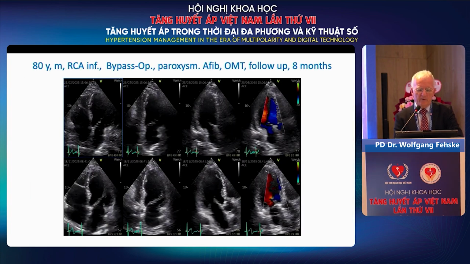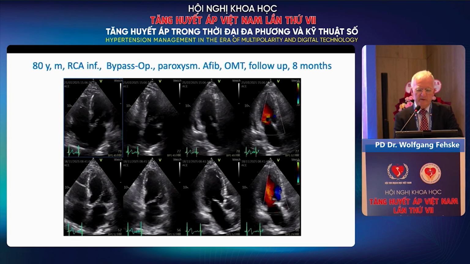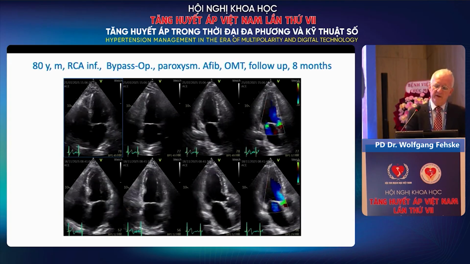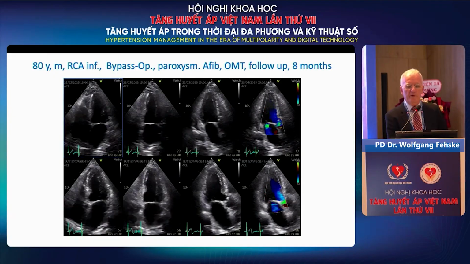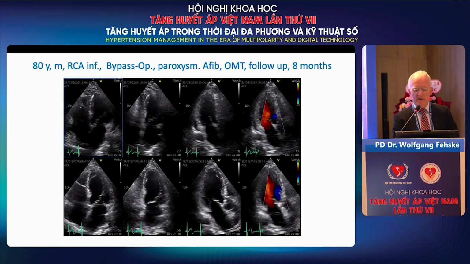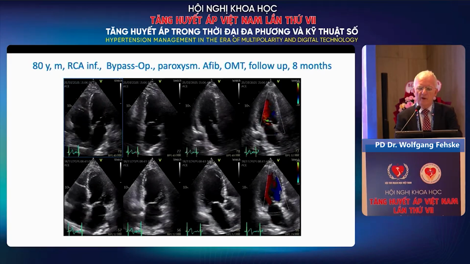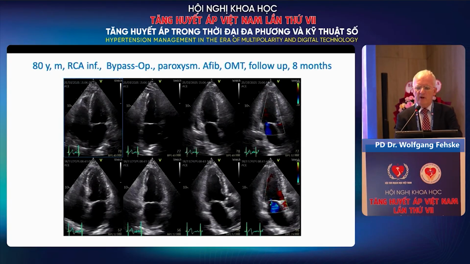Let me just go through one example. This is an example: 80 years old, RCR infarction, bypass operation, paroxysmal atrial fibrillation after conversion to sinus rhythm, optimal medical therapy, follow up 8 months.